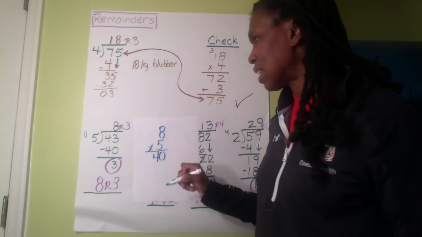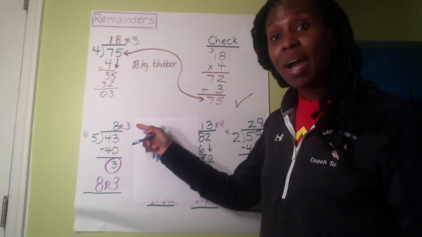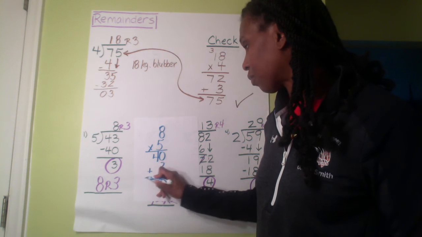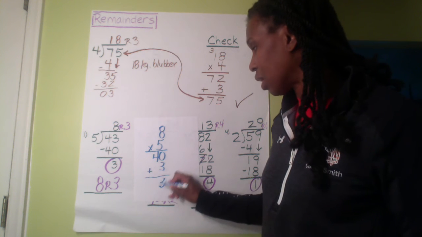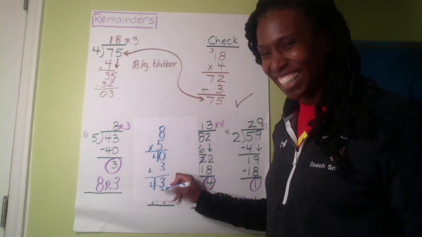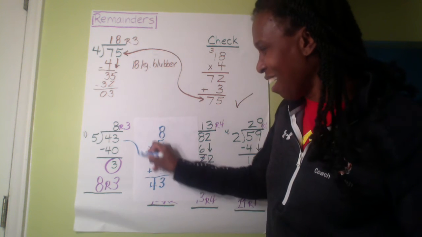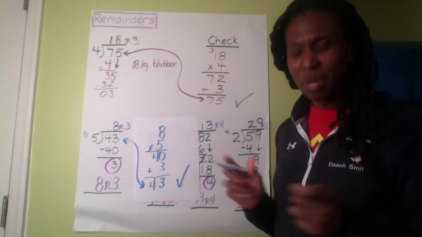8 times 5 is 40, right? Oh, Mrs. Smith, it didn't turn out. Well, I'm not done yet because I had a remainder. So I add the remainder, plus 3. 0 plus 3 is 3. And then 4 plus 0 is 4. And looky. All right, 43 right here, 43 right here. Ooh. We nailed it. Love it when that happens.